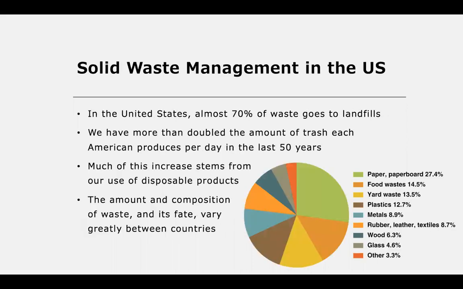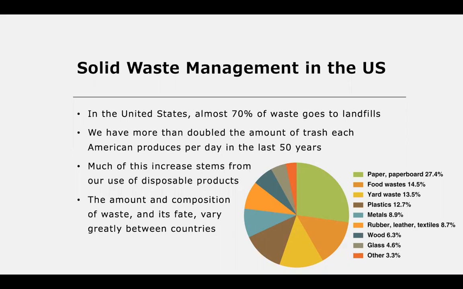So in the United States, most of the waste produced goes to landfills. We've more than doubled the amount of trash that each American produces each day over the past 50 years. And as you can see, the breakdown of the waste production in the US includes mostly paper, food, and yard wastes, with a large percentage of plastics as well, followed by metals, rubber, leather, textiles, etc. Much of the increase in our waste production is owed to the increased use of disposable products nowadays.